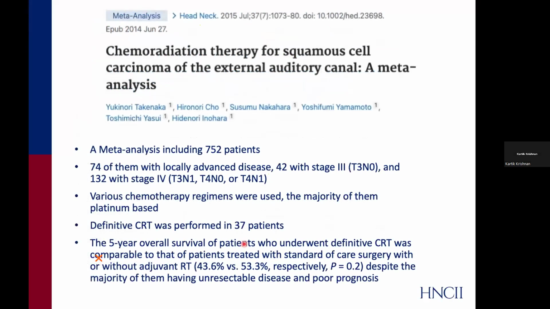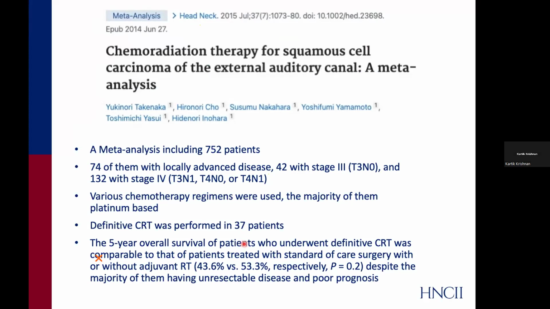And chemoradiation for upfront unresectable squamous carcinomas also has a role, as shown by this meta-analysis. It's a meta-analysis of 752 patients, but 74 of them had locally advanced disease, where definitive chemoradiation was performed in 37 patients. They showed that in patients who underwent definitive CRT, the 5-year overall survival was comparable to the standard of care, that was surgery followed by adjuvant RT.